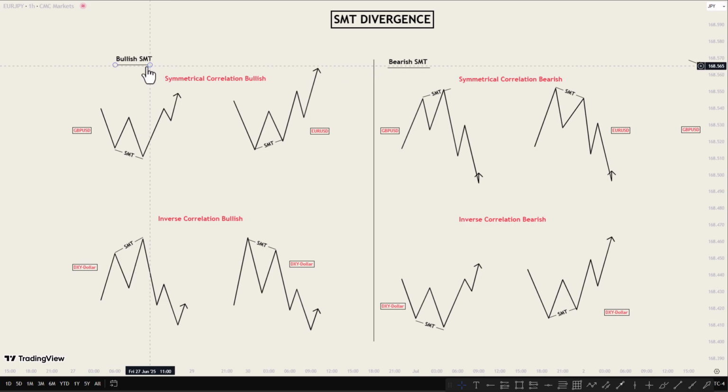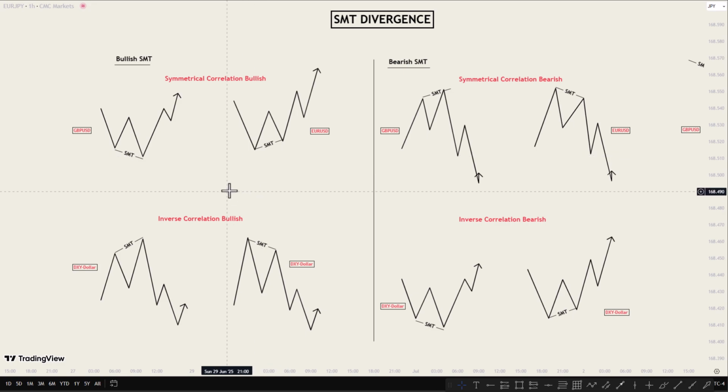Under the bullish, let's say, for example, this is GBP/USD and this is EUR/USD. GBP/USD is making a lower low. EUR/USD has failed to make a lower low. Instead, it made a higher low. This shows us that this is a symmetrical correlation, bullish. Why? Because we see a crack in correlation. EUR/USD and GBP/USD are supposed to move together, but we see EUR/USD taking another direction. And this is what we call symmetrical correlation bullish.